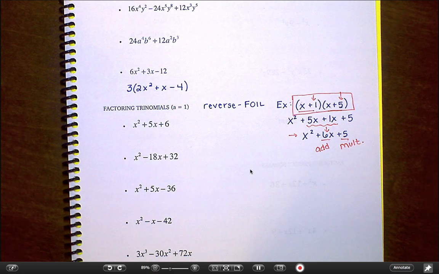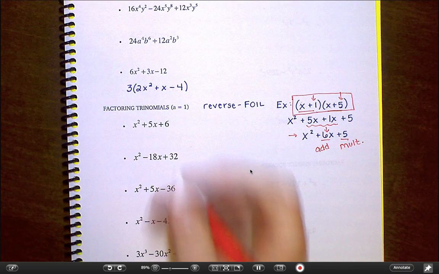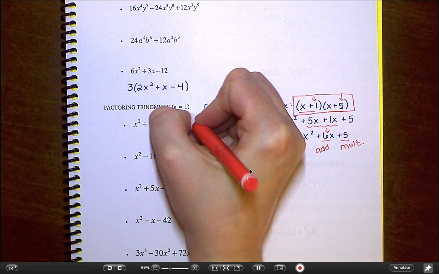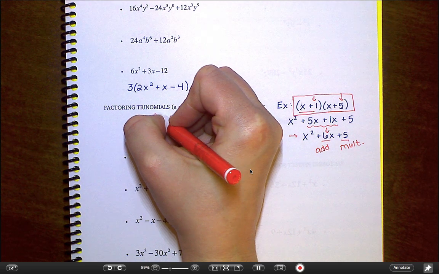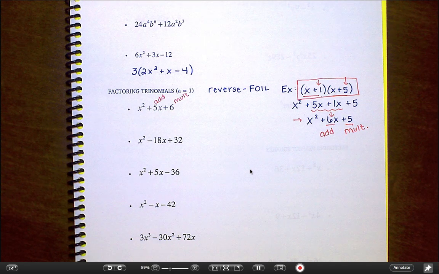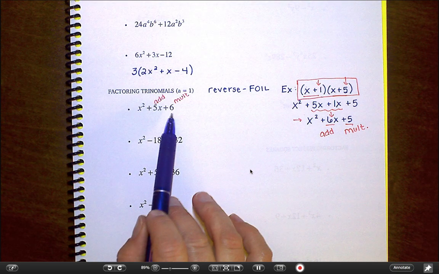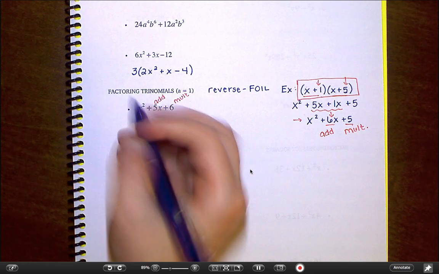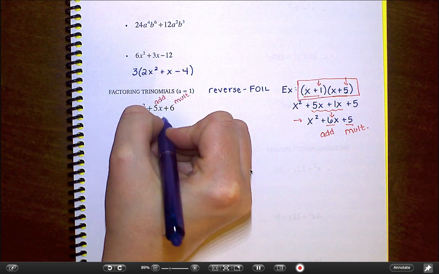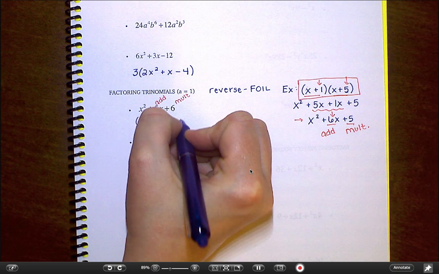So when I look at this first example here, x squared plus 5x plus 6, I want to find two numbers that multiply to make 6 and add to make 5. And my hope is that most of these you can just come up with off the top of your head. But if you can't, I'm going to show you a strategy in a minute for how you could make a list to find the numbers you're looking for. But for this one, I hope 2 and 3 are jumping out at you, because 2 times 3 makes 6, 2 plus 3 makes 5. So the correct answer here would look like this: x plus 2 times x plus 3.